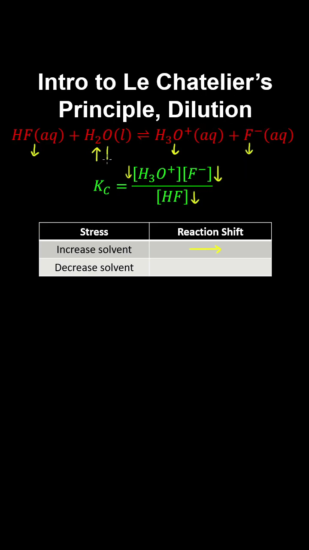Now if we decrease the volume of a solvent, so for example by evaporating water, then we're increasing the concentrations of the reactants and products. And therefore the reaction shifts to the left in this case, which is the side with the fewer aqueous species, and relieves the stress by consuming more product.